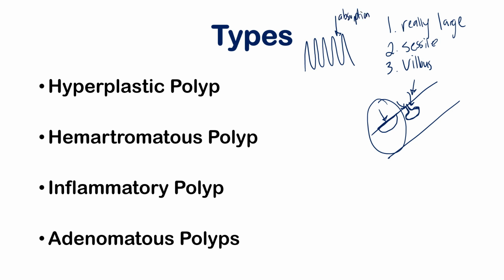So if you have a villous histology, that just means that it's going to have the same look as the villi in the small intestine that are there for absorptive purposes. There's a type of polyp within the adenomatous polyp category that's a villous adenomatous polyp, and that is the one with the highest chance to become malignant of any polyp, but we'll get into that later. So that's just to kind of start off.